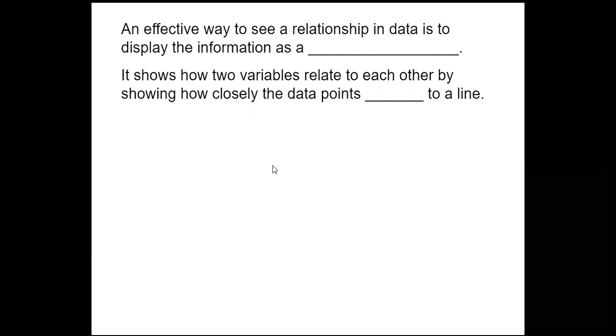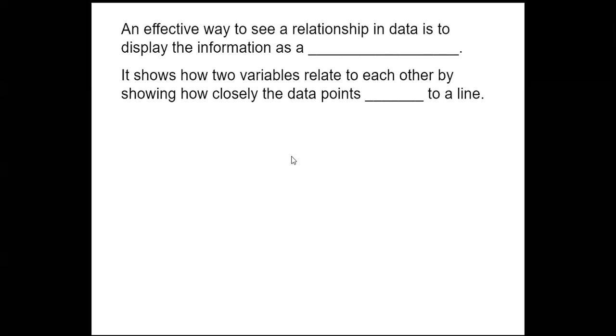An effective way to see a relationship in data is to display the information as a scatter plot. So if you want to know the way to describe the relationship between the data or between the information of the data, then this is called a scatter plot. It shows how two variables are related to each other by showing how closely the data points fit to a line.